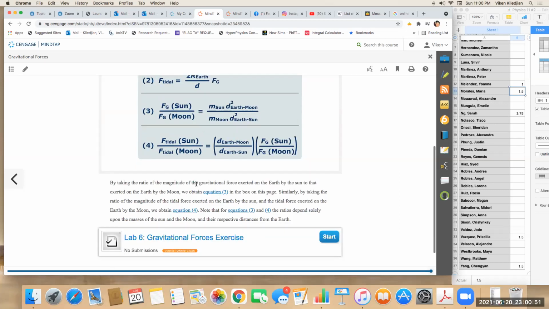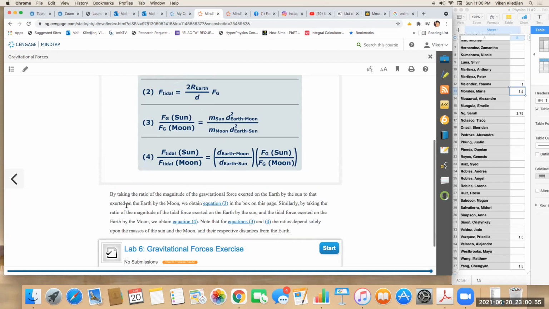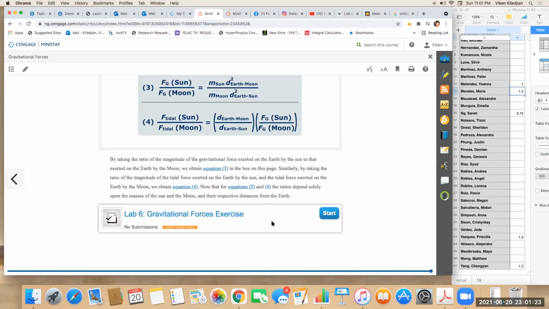So by taking the ratio of the magnitude of the gravitational force exerted on the Earth by the sun to that exerted on the Earth by the moon, we obtain equation 3 in the box. Similarly, by taking the ratio of the magnitude of the tidal force exerted on the Earth by the sun and the tidal force exerted on the Earth by the moon, we obtain equation 4. Note that for equations 3 and 4, the ratios depend solely upon the masses of the sun and the moon and their respective distances. So, gravitational forces exercises.